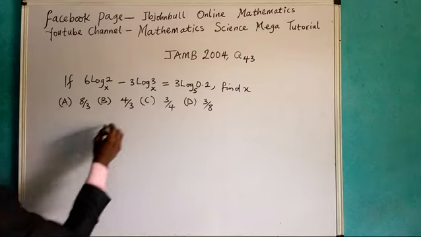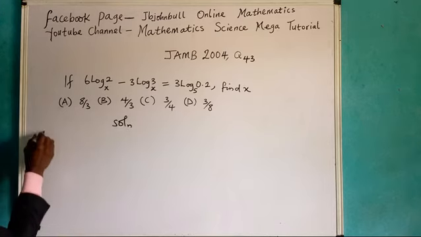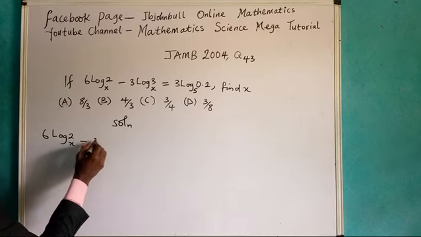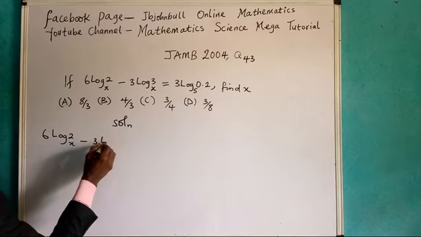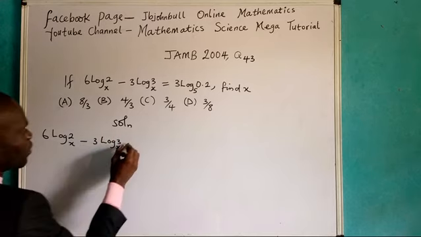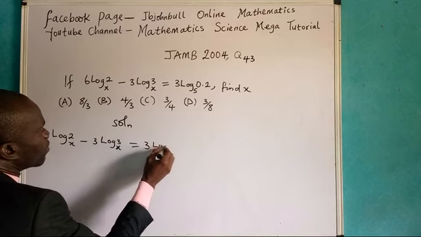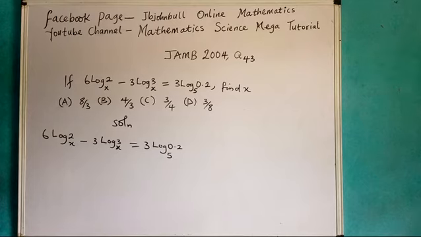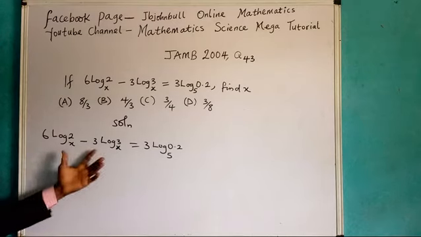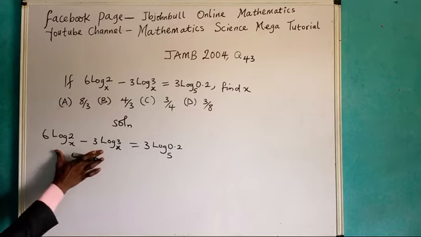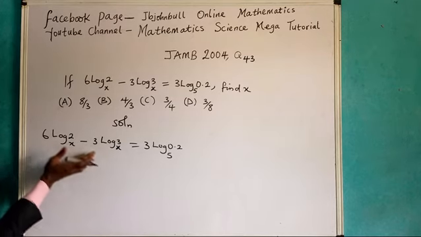Okay, we have the question: 6 log 2 base s minus 3 log 3 base s equals 3 log 0.2 base 5. This one is a logarithmic equation. I will have to factor out 3. It means that 3 can divide both terms at the same time, meaning I need to factor it out.